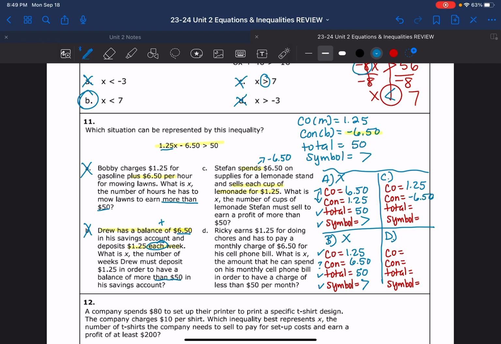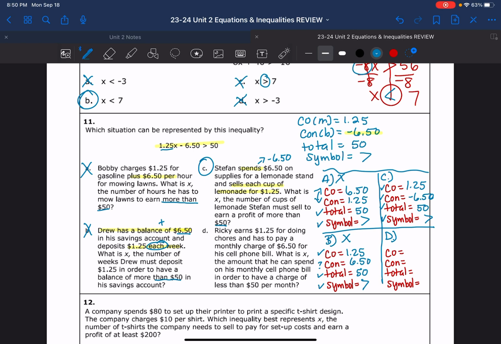I have a total of money that I want to earn, which is $50, and I want to earn more than 50. Okay, so far, so good. Okay, this is correct, this is good, this is good, and this is good. So I think that C is my answer. Can we check D? Absolutely.